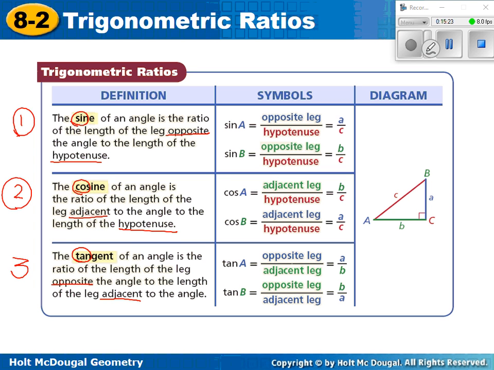Cosine is equal to adjacent over hypotenuse. And then tangent is equal to opposite over adjacent.